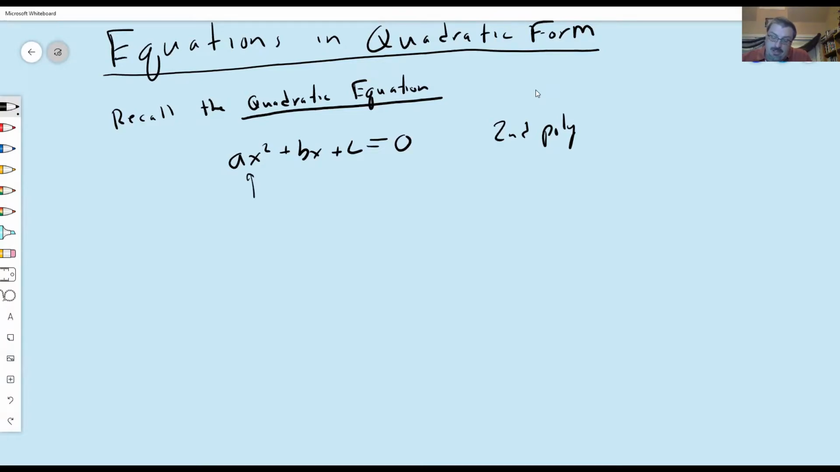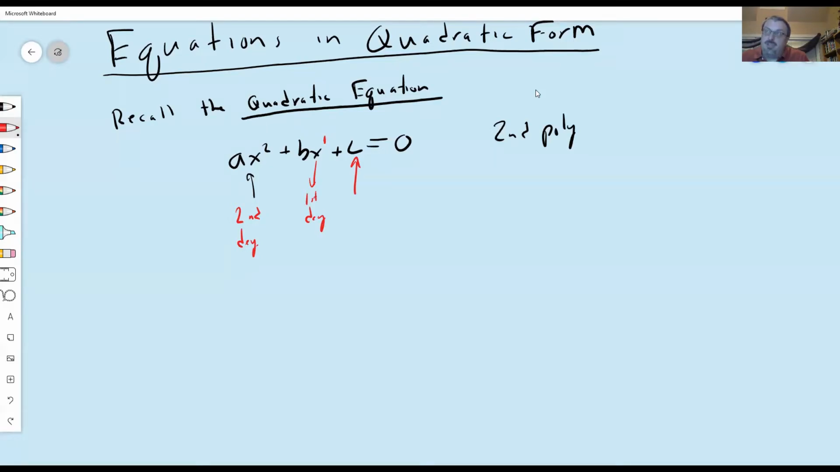And I'm going to make a note here. The power on x for the b term, the middle term, is 1. So if you're quadratic in form, you're going to have up to 3 non-zero terms. You have 0, then equals. If you work backwards, you have a constant term, a first degree term, and a second degree term.